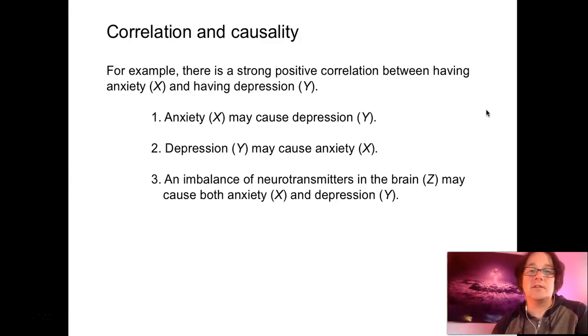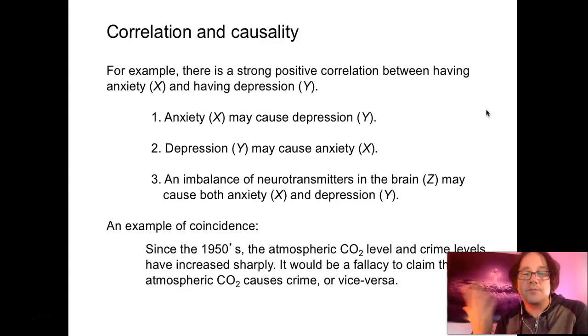Another possibility is that maybe it's an imbalance of neurotransmitters in the brain, some other variable that's actually causing both anxiety and depression. So there could be a number of these. This is one example of a third variable, but like I said, who knows how many other variables are actually causing both of them. And then of course there's always the possibility of coincidence.